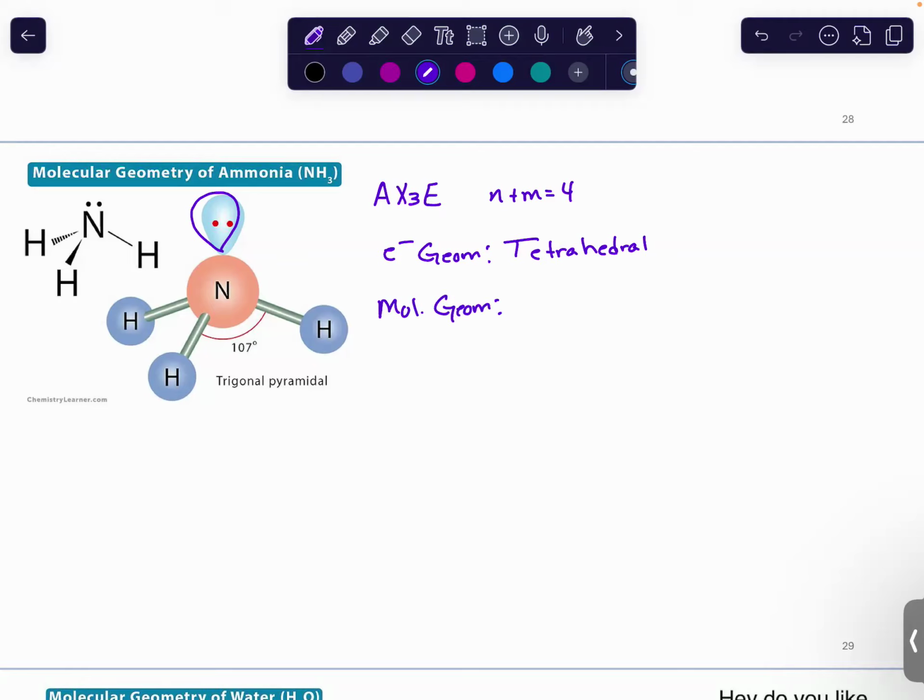The molecular geometry in this case is not tetrahedral. Forget the lone pair, just look at the nitrogen and the 3 hydrogens. What does it look like? Pyramid, how many sides? 3. Trigonal pyramidal.